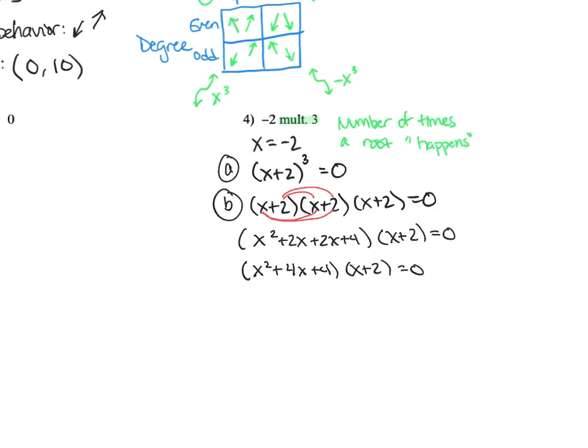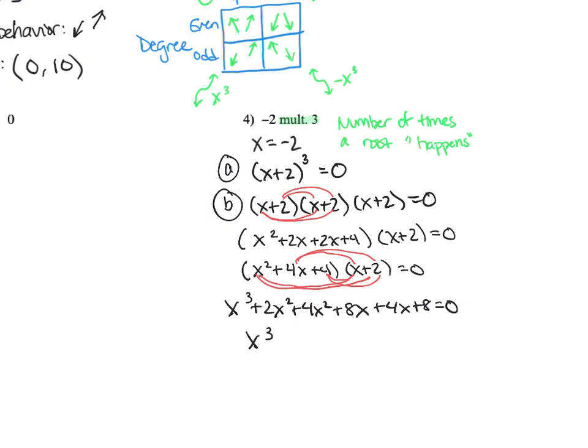times x plus 2. And then again, I want to make sure I multiply everything out. So we'll do x squared times x, x squared times 2, 4x times x, 4x times 2, and then 4 times x, and 4 times 2. Once I do that, I'm going to get x cubed plus 2x squared plus 4x squared plus 8x plus 4x plus 8 is equal to 0. Now, once I combine all my like terms, we get x cubed plus 6x squared plus 12x plus 8 is equal to 0. So this is our standard form.